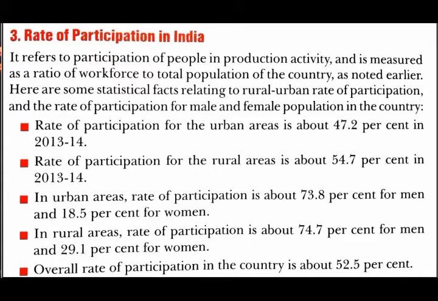So what are the observations we can see here? The rate of participation for the urban area is about 47.2% in 2013-14. And the rate of participation for the rural area is about 54.7% in 2013-14. In urban area, the rate of participation is about 73.8% for men and 18.5% for women. In rural area, it is about 74.7% for men and 29.1% for women. And overall, the rate of participation in the country is about 52.5%.